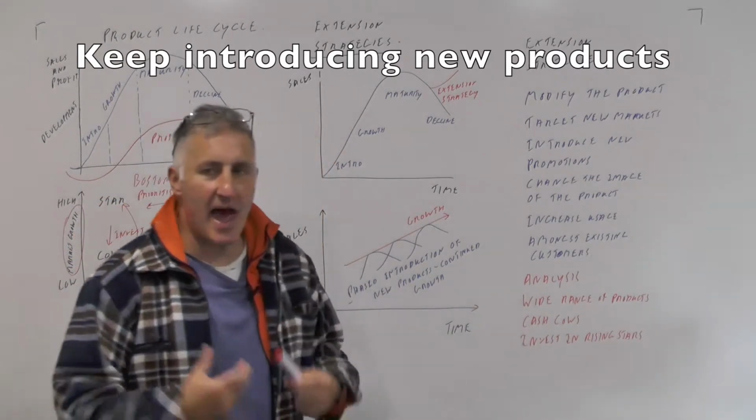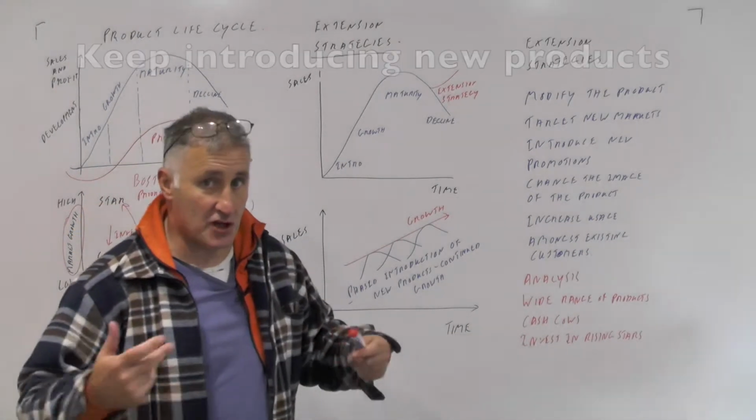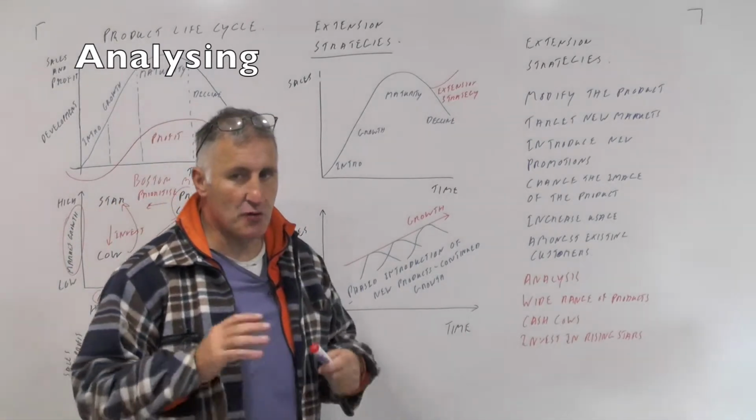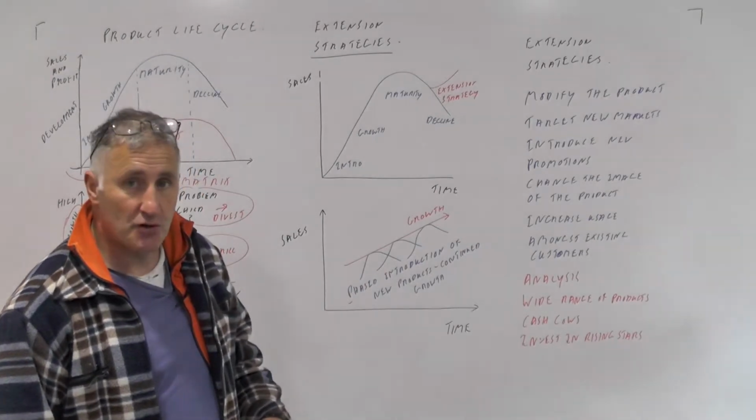The analysis here is that every firm should have a wide range of products. You want to get your cash cows and invest in rising stars from there. So this section is all about looking at the product, and in the next section I'm going to have a look at distribution. Thank you.